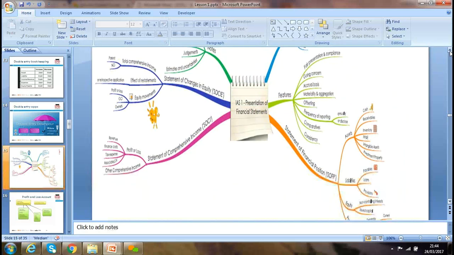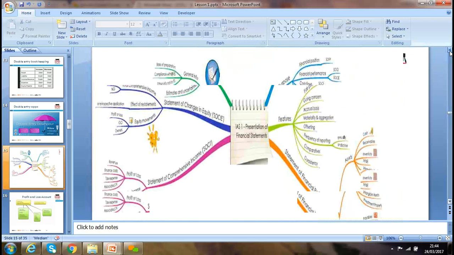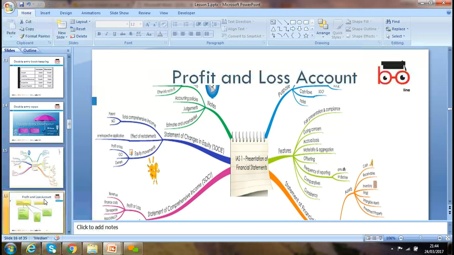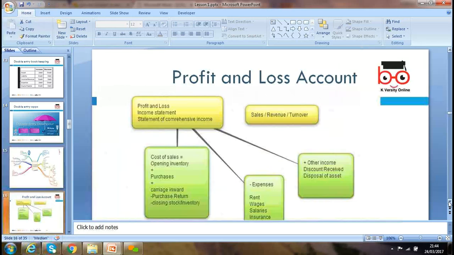Big companies, those multinational companies operating in many countries, prepare accounts according to IAS 1, called International Accounting Standard 1. So first statement, the profit and loss account. In your syllabus we really need to discuss two statements, profit and loss and balance sheet. Profit and loss is also called the income statement, and according to International Accounting Standard we call it the statement of comprehensive income.